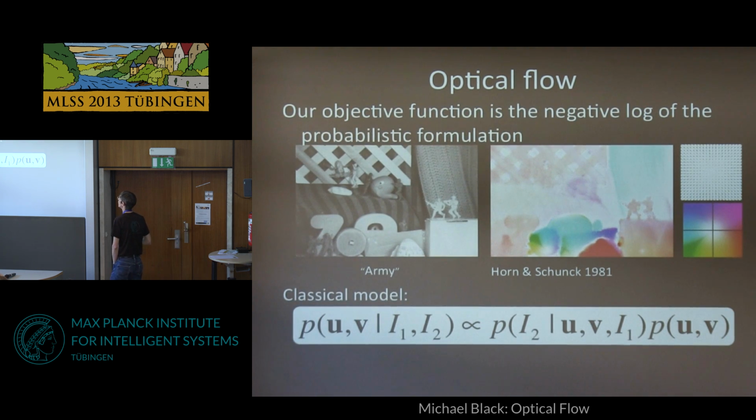So there's another way of thinking about this problem, which I didn't go into. This objective function I wrote down is just the negative logarithm of some probabilistic formulation, where we're trying to model the probability of a flow field U and V conditioned on two images, I1 and IT, and it's proportional to a likelihood term, which is the probability of IT conditioned on the previous image and the optical flow, and a prior on the optical flow.